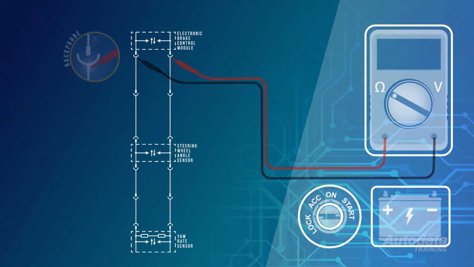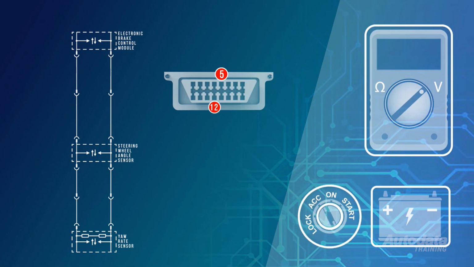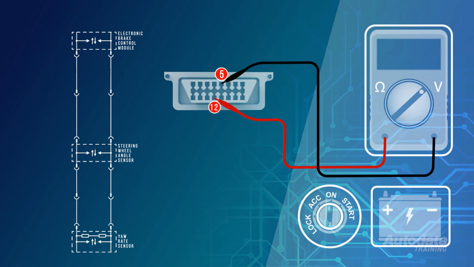Some OEMs may require us to backprobe at a module to measure the total network resistance, as they may not be connected to the DLC. To determine where the short lies, we will need to test the serial data circuit for the correct voltage readings. Turn the ignition on and connect the black meter lead to terminal 5 of the DLC, and the red lead to terminal 12 of the DLC.